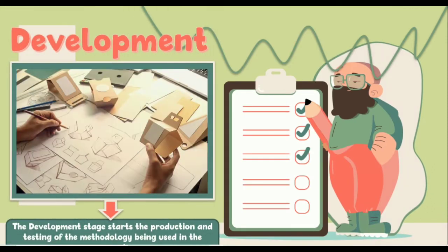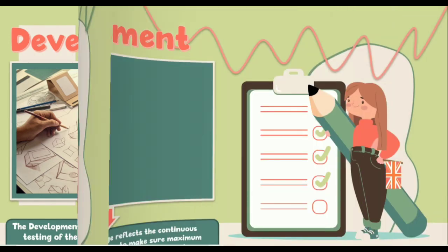Next will be the development phase. The development stage starts the production and testing of the methodology being used in a project. In this stage, instructors and students make use of the data collected from the previous stages and use this information to create the program they plan to make. In other words, this is the stage where all ideas will be put into action.